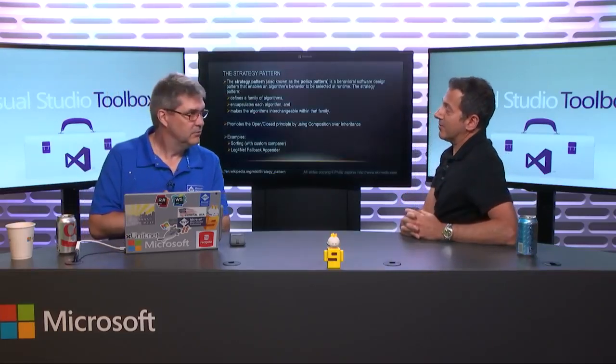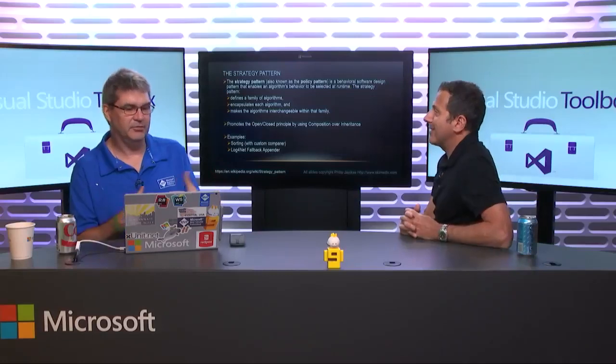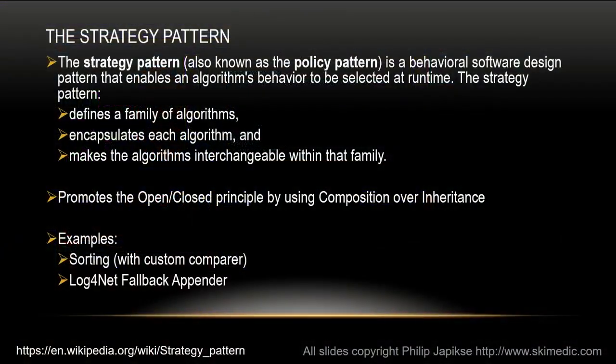All right. What is the strategy pattern, Phil? The strategy pattern, well, according to Wikipedia, is a behavioral design pattern. That's what we focused on. The last two patterns we talked about were behavioral as well. So we're going to cover the behavioral first, and then we'll do structural and creational. It's a design pattern that enables an algorithm's behavior to be selected at runtime.